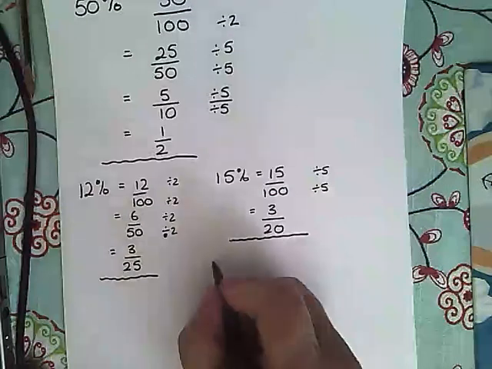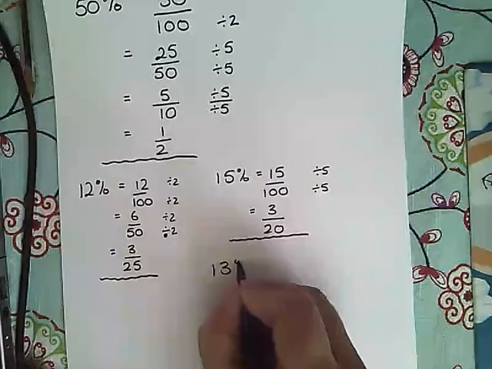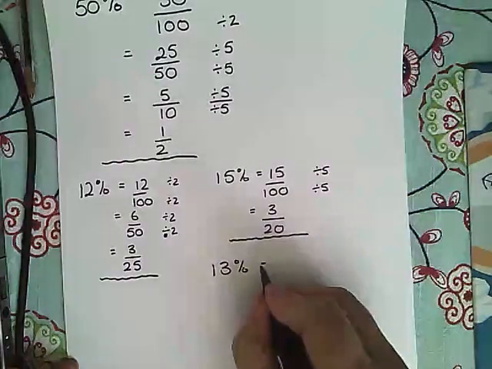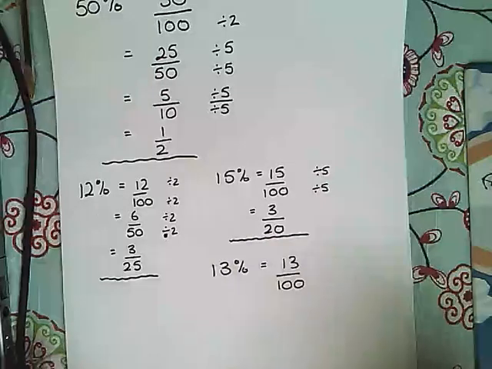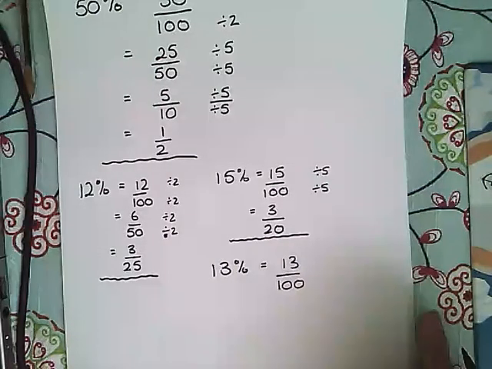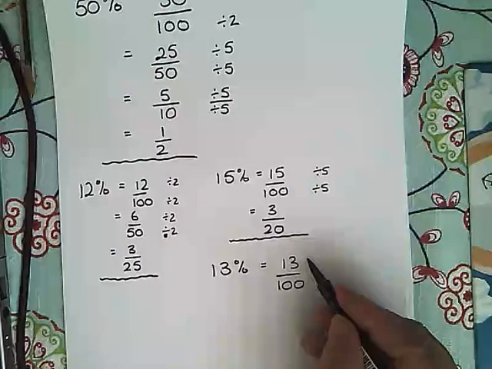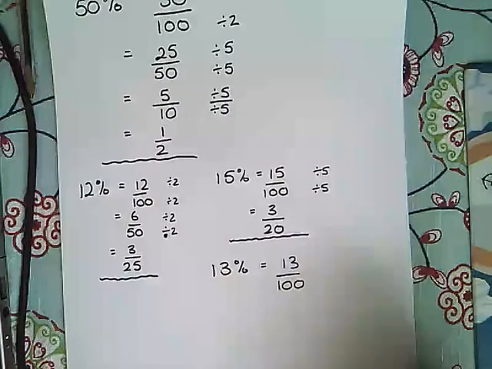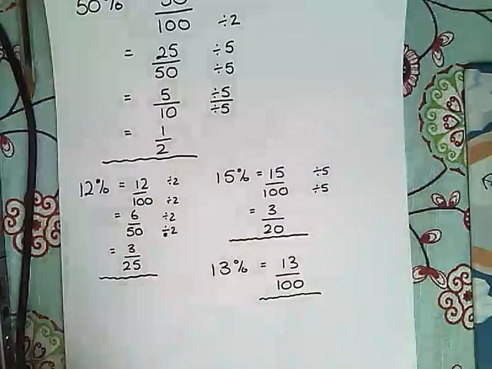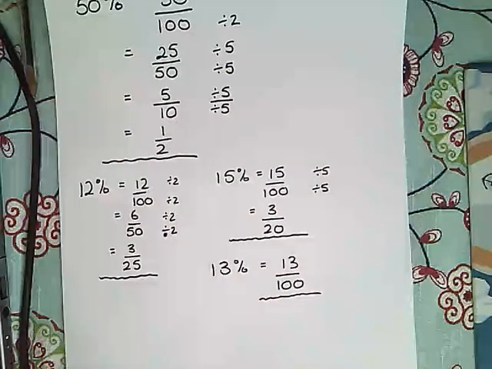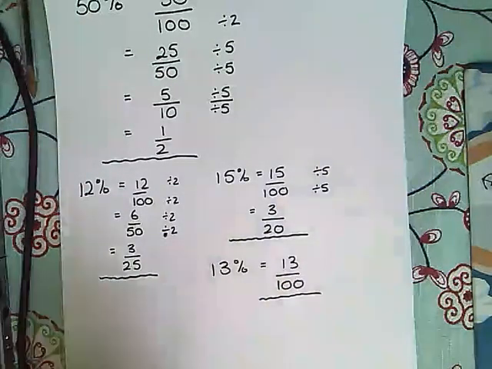If I start off with a percentage like 13%, and I write 13 out of 100, I can't actually cancel that down any further because 13 is a prime number. It only has factors 1 and 13, and 13 does not go into 100. So sometimes the percentage is just written as the fraction out of 100.